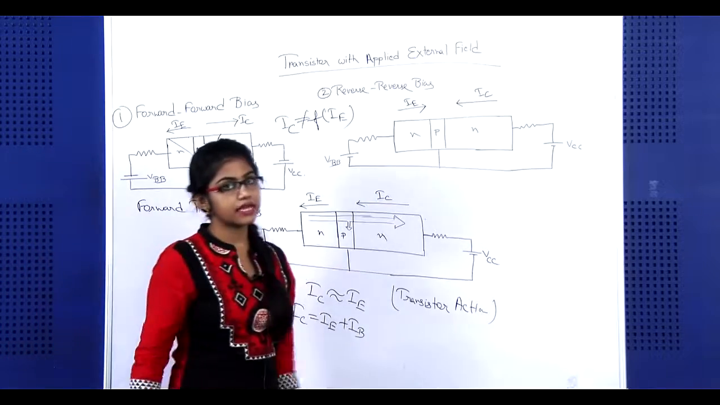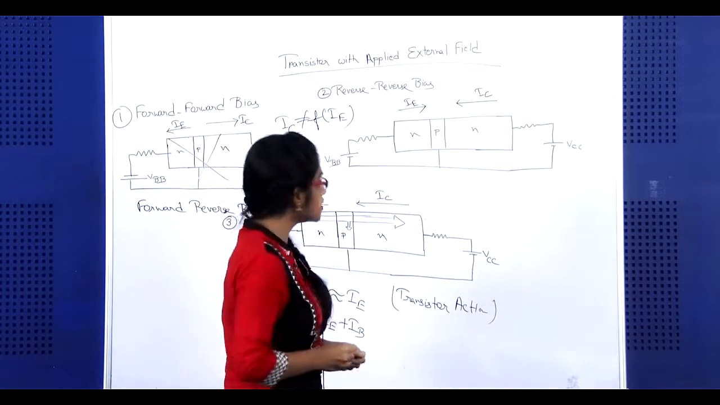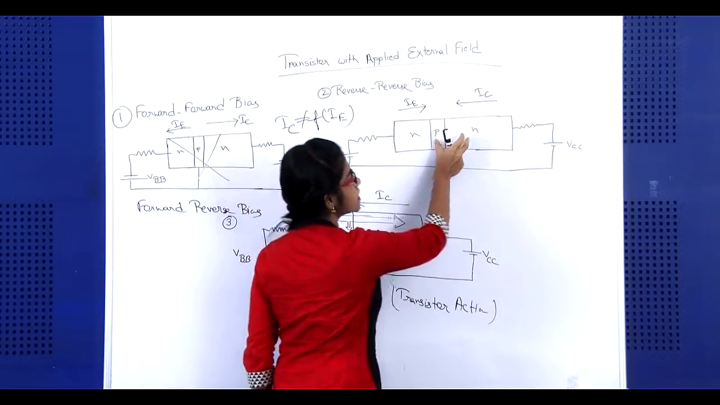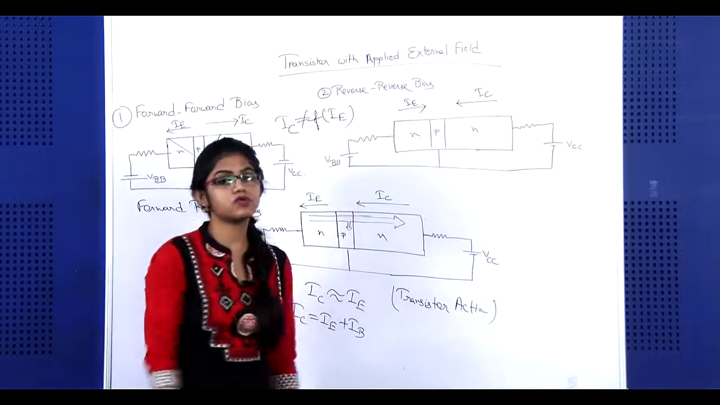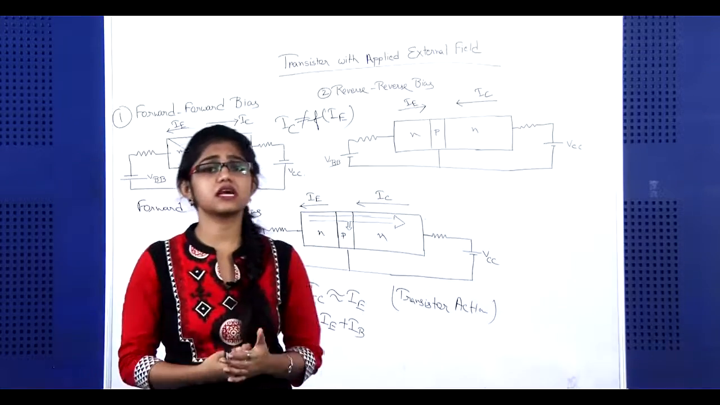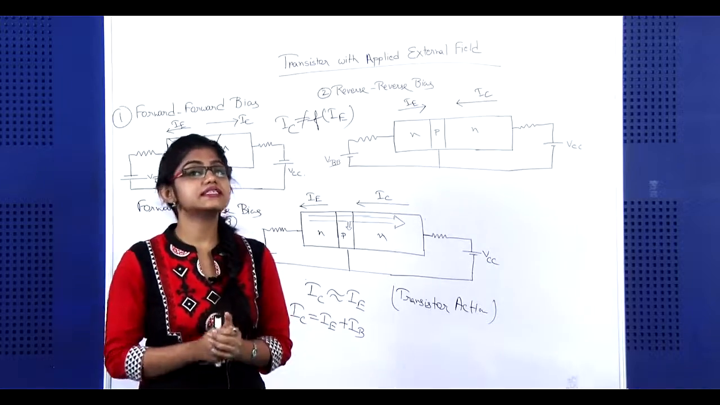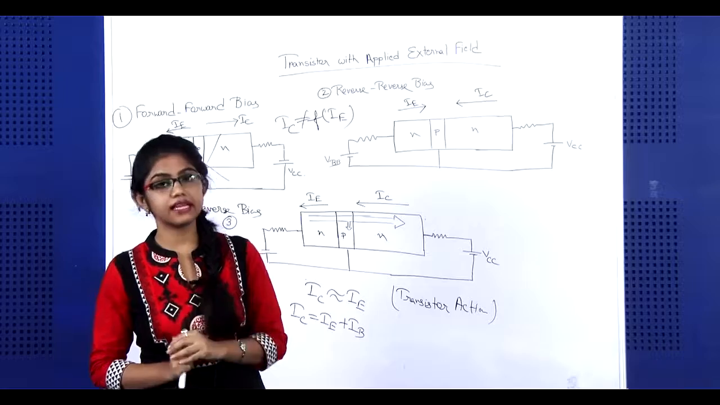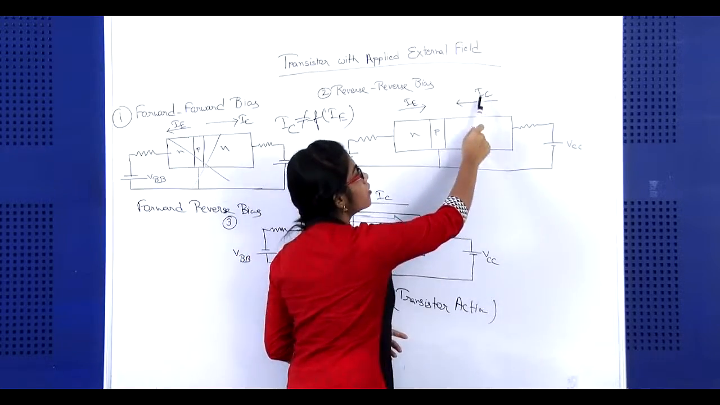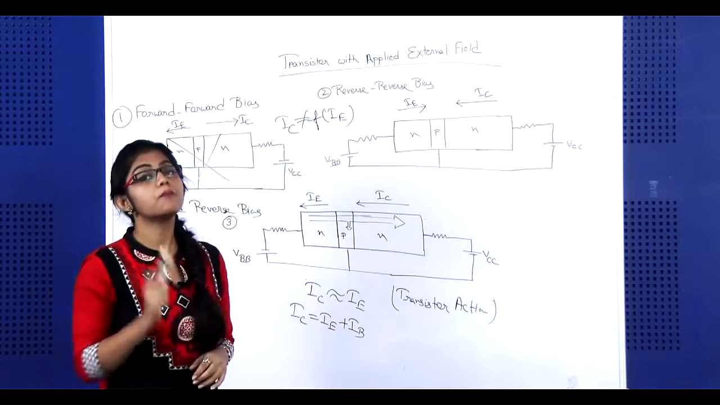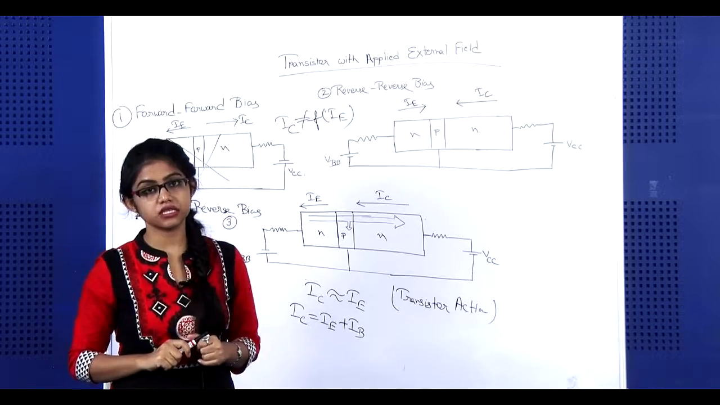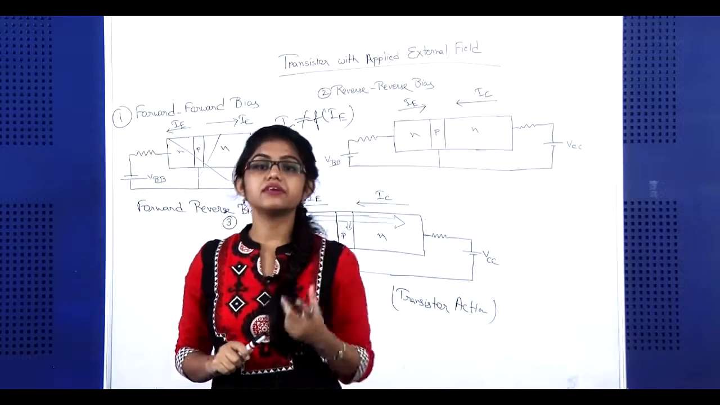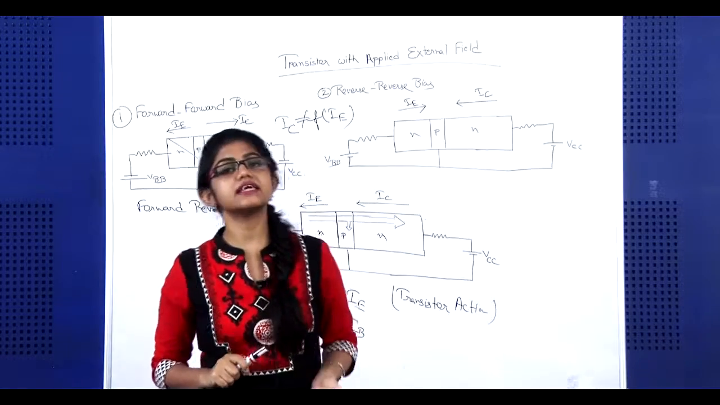So, go for the next one, that is reverse reverse bias. In reverse reverse bias, we know that whenever a PN junction diode is in reverse bias condition, we will get a very small amount of current, and the current is called reverse saturation current. So, we will get this IC because of minority charge carriers, not majority charge carriers, and with respect to majority charge carriers, the number of minority charge carriers is very small. So, we will get a very small amount of current.